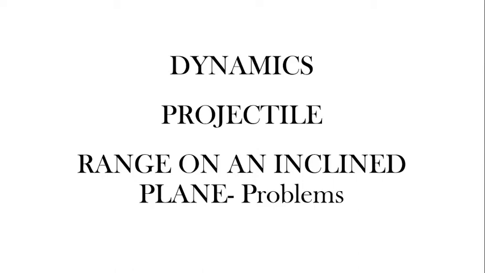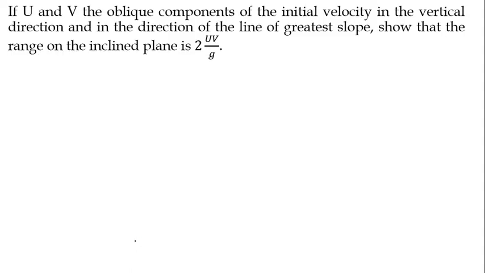Dear students, in this lecture video, we are going to learn some basic problems in range on an inclined plane. So the very first problem is, if u and v are the oblique components of the initial velocity in the vertical direction and in the direction of the line of greatest slope, show that the range on the inclined plane is 2uv divided by g. So now we are going to prove.